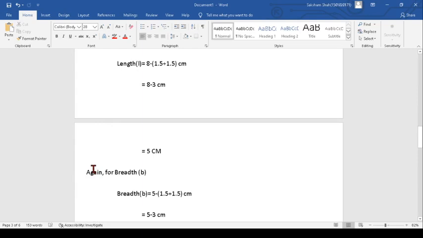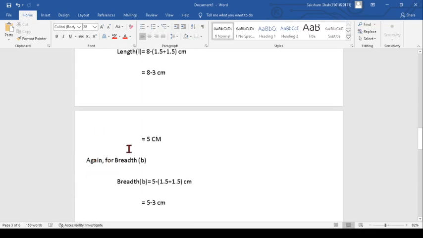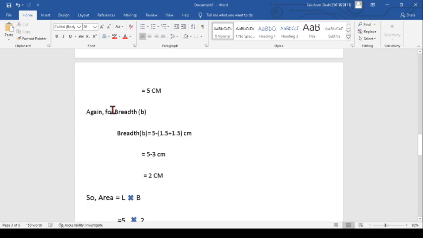In the same way for breadth, we know that the breadth of the big rectangle is given as 5 centimeters, and the margin is 1.5 centimeters along all its sides. That's why the breadth has 2 sides, so 1.5 plus 1.5 centimeters should be subtracted from the breadth of the big rectangle. That's why 5 minus 1.5 plus 1.5, that is 3. So 5 minus 3 centimeters equals 2 centimeters.